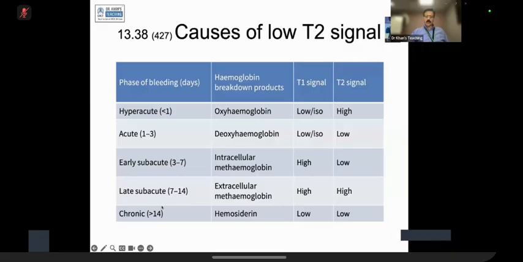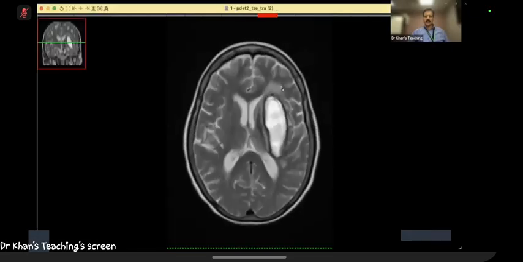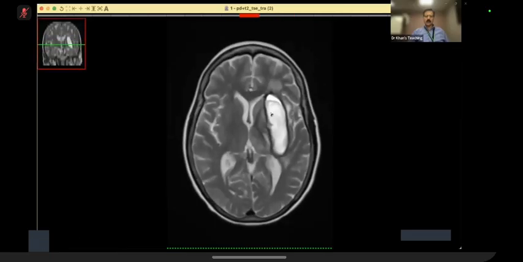Early subacute, late subacute, and chronic. More than 14 is chronic. And here what happens is that there is a hemosiderin rim which surrounds it. By convention, a hematoma is known by the oldest component. In a hematoma, if there is a component which is hemosiderin, you call it a chronic hematoma, though in the center of the lesion, there is high signal on T1, which is subacute component.